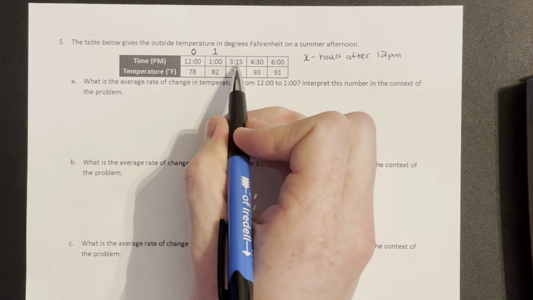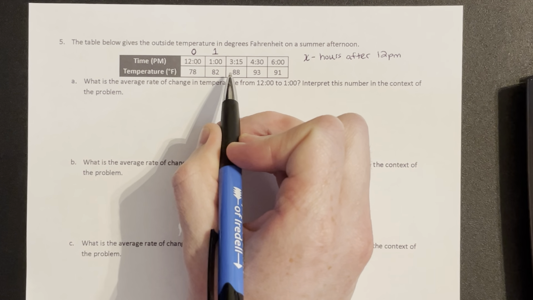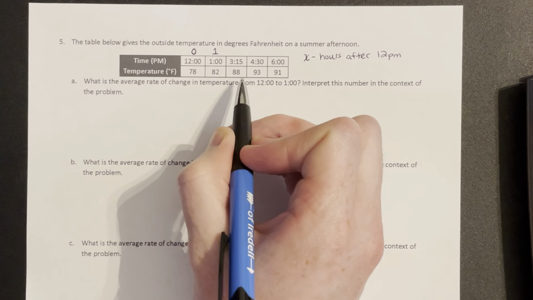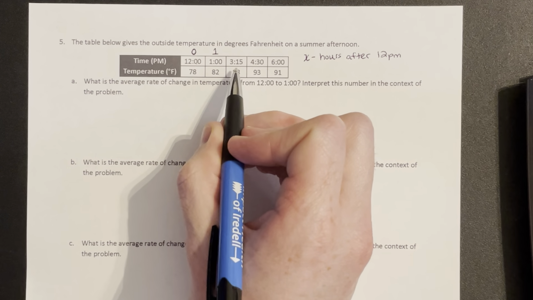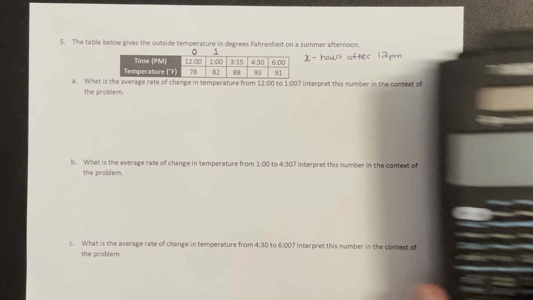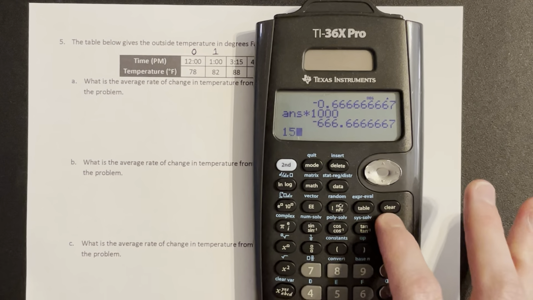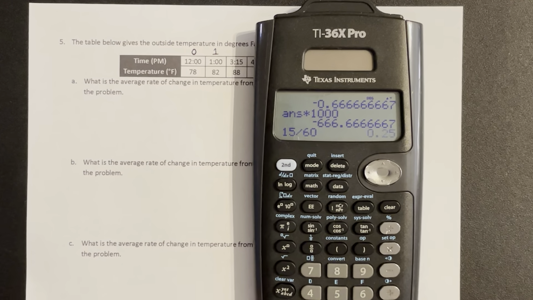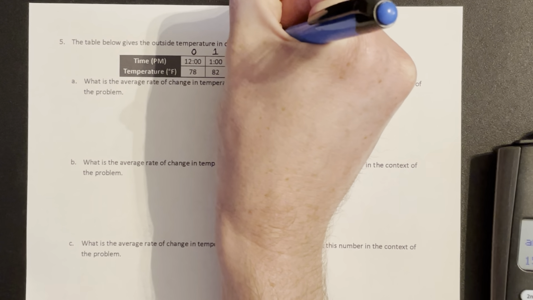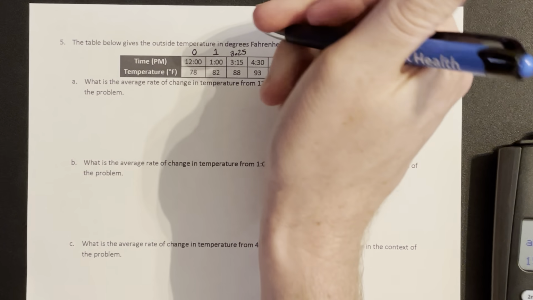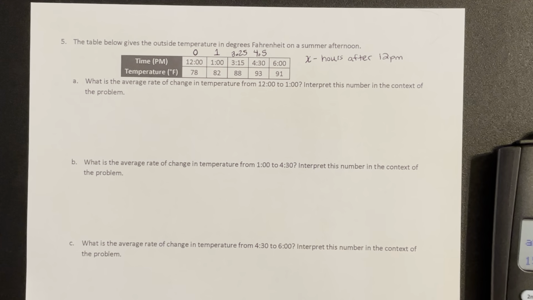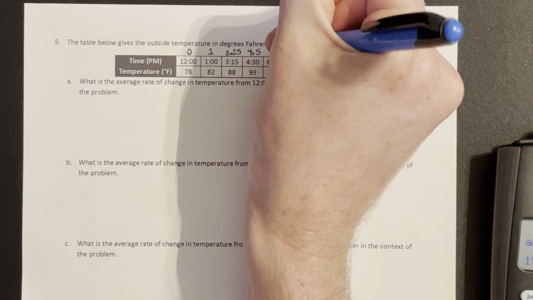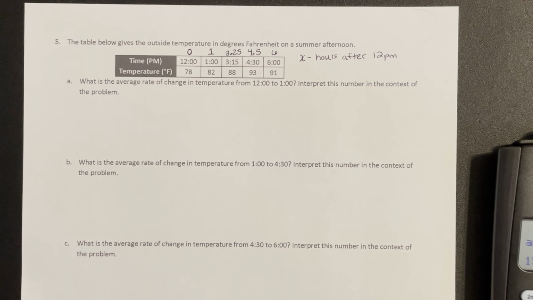Now 3:15 is not 3.15 hours. It's 3 hours and 15 minutes. But that 15 minutes is out of 60. So when we think of 15 out of 60, and if you had even put that in a fraction, 15 out of 60, you're going to get 0.25 because that's a quarter of an hour. So it's 3.25 hours after noon. 4:30 is 4.5 hours after, and then 6 o'clock would be 6 hours later. So our x values change.